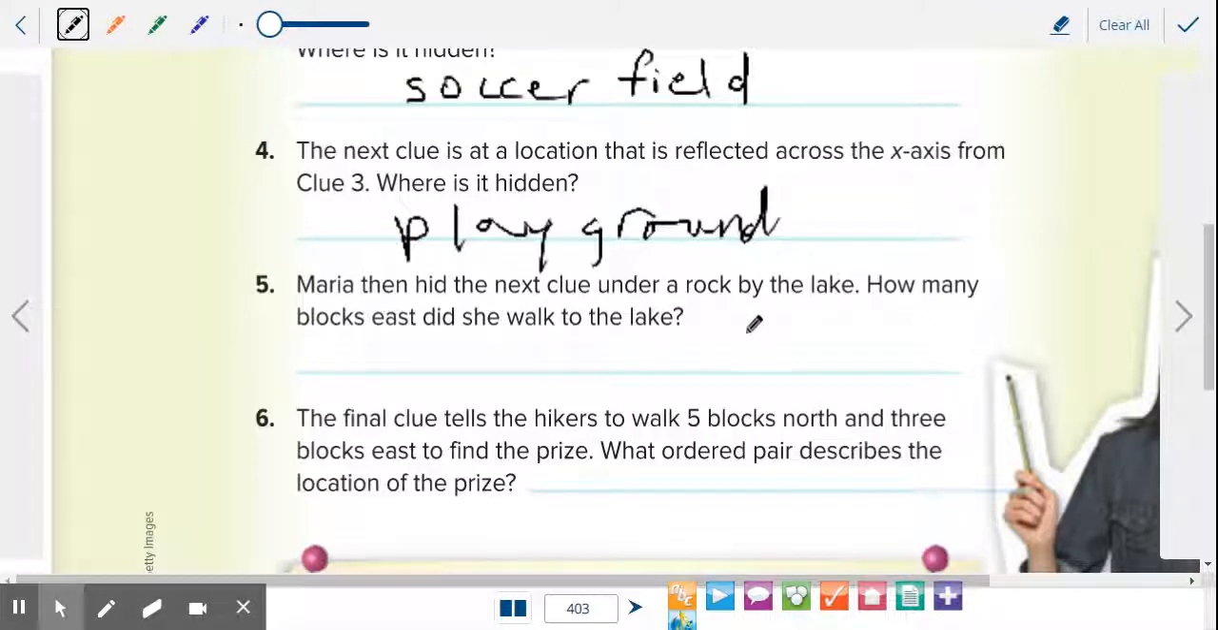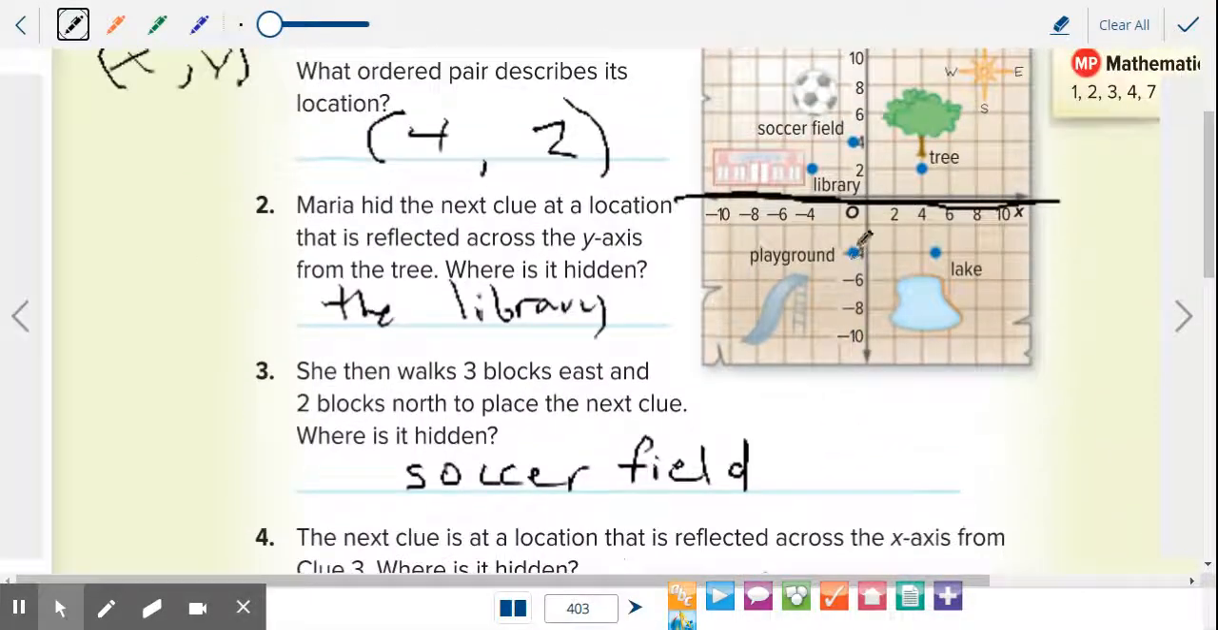So Maria then hid the next clue under a rock by the lake. How many blocks east did she walk to the lake? So we started at the playground. How many blocks is she going to have to go to get to the lake? So count it out. So remember how many each line is going by twos. So pay attention to that. So how many blocks is it going to be from the playground to the lake? Anybody have an idea? Hunter?